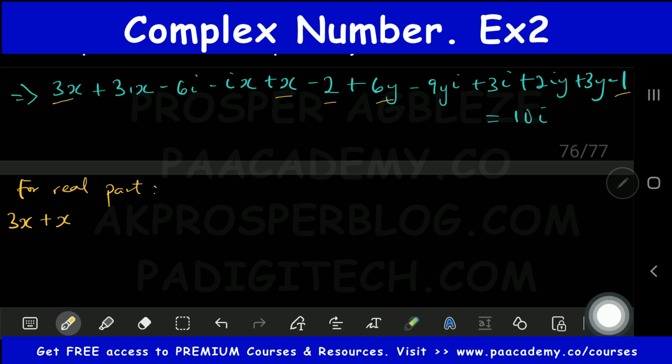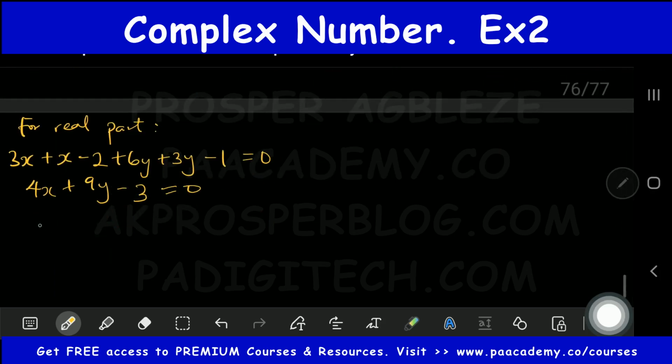So the real parts are the ones that do not have those i's. So we're having 3x plus x, then minus 2 plus 6y, then look at this another one here, plus 3y, then minus 1 equals to 0. So if you simplify this now, you can see we are having 4x plus 9y minus 3 equals to 0. So if you write this, that will be 4x plus 9y equals to 3. So let's take this to be our equation 1.